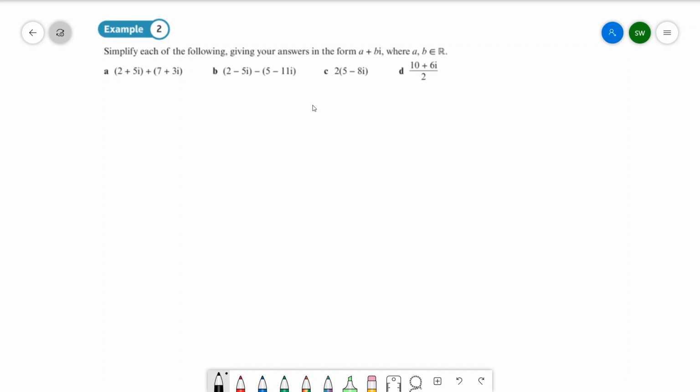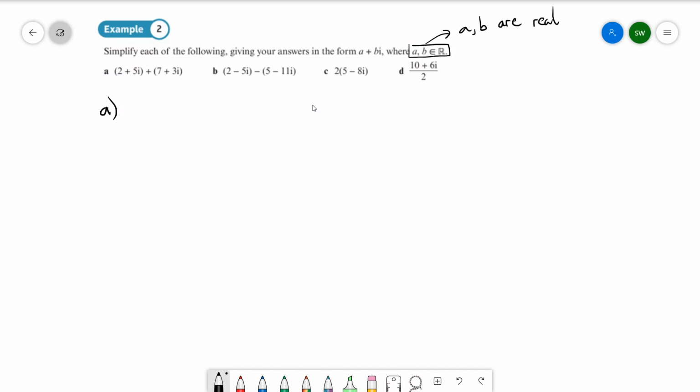In example 2, we've got a series of complex numbers and we're asked to write each in the form a plus bi, so it makes it really clear what's the real part and what's the imaginary part, the coefficient of i. And we've got this condition here that a and b have to be real numbers. So this part here means that a and b are just ordinary real numbers.